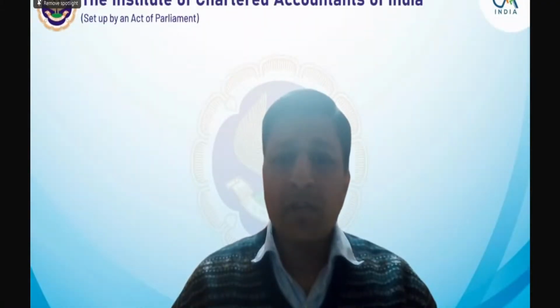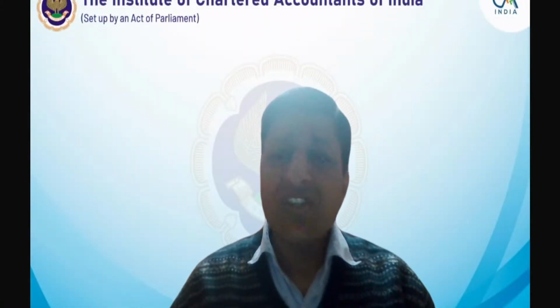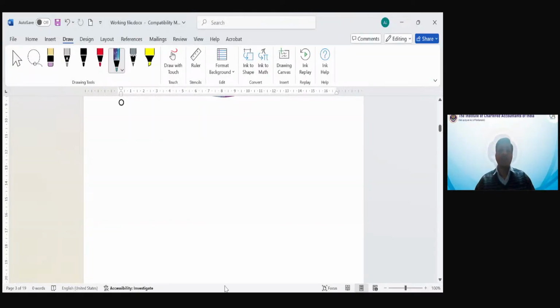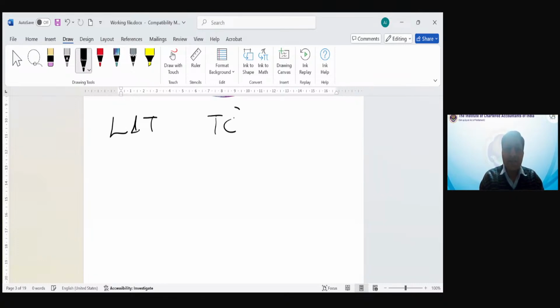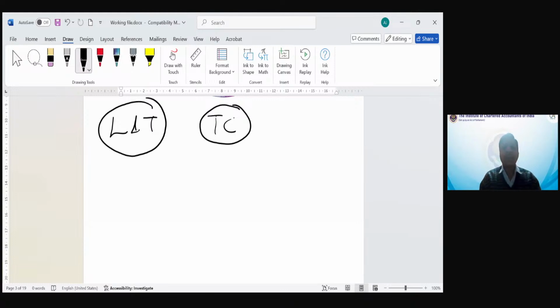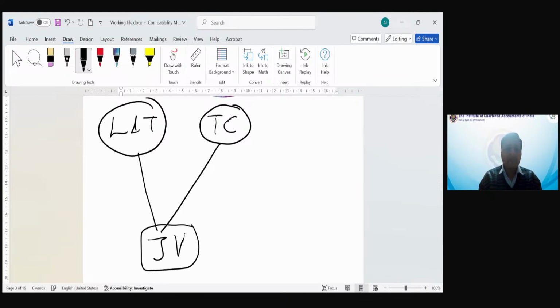Okay, so let me just again put this on a chart. Now, this is again very important, because once again, over here, there could be a lot of confusion. So we have a situation now wherein there are two companies, L&T, and let me just call it as TC. So these are two companies and they have created a JV. So they already have a JV. Now, do L&T and TC have joint control over JV? The answer is yes. Why? Because the moment you say it's a JV, it means these two have joint control.